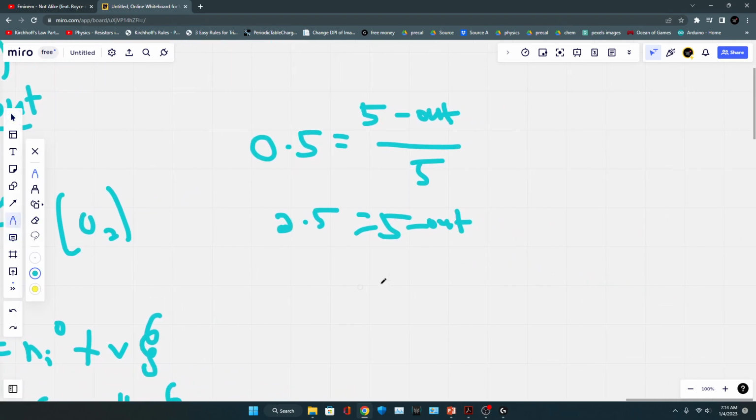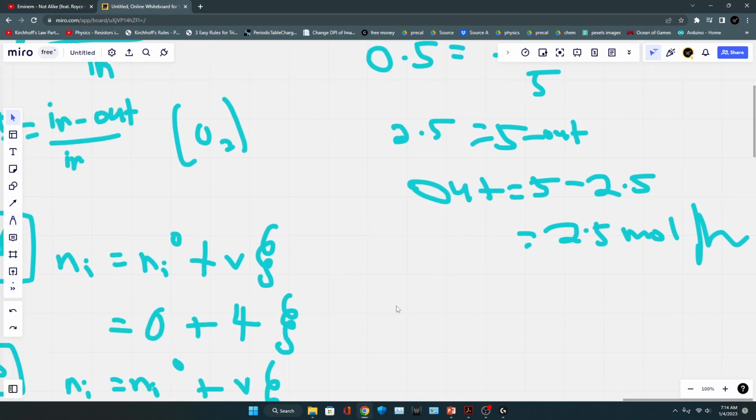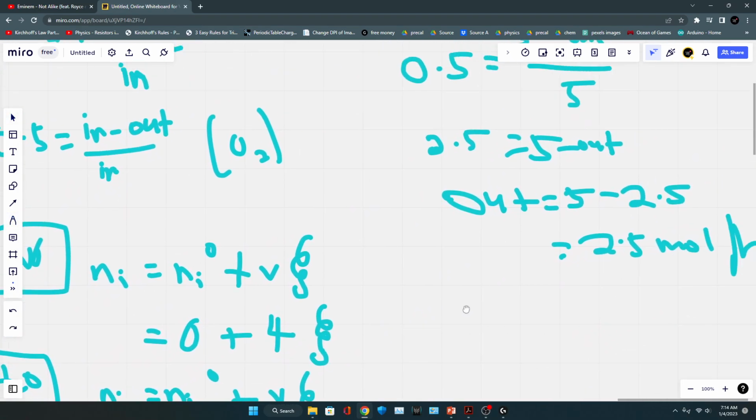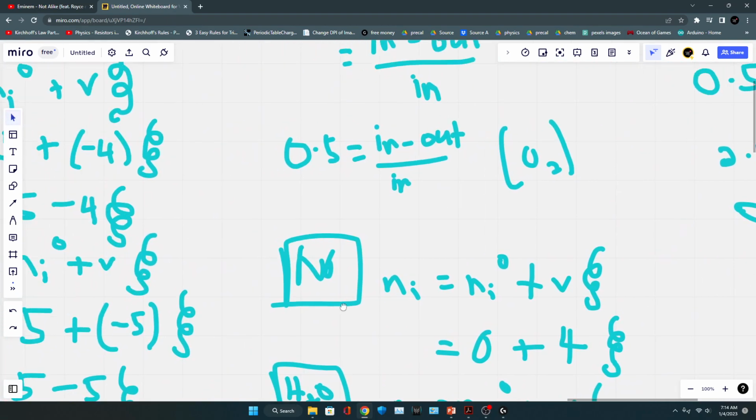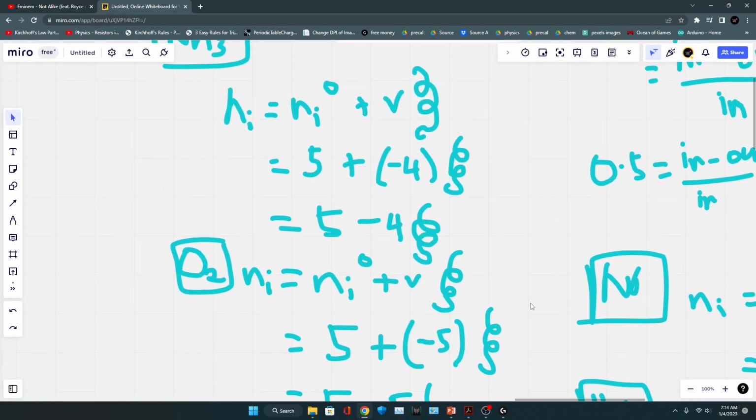So 0.5 multiplied with 5 is equivalent to 2.5, equivalent to 5 minus out. Okay, so rearrange the equation. Out is equivalent to 5 minus 2.5, which is equivalent to 2.5 moles per hour. So this is the amount of oxygen that is coming out in the outlet stream. So 2.5 moles per hour it is. So let's take a look at our, this one is water, NO, and let's take a look at this one.